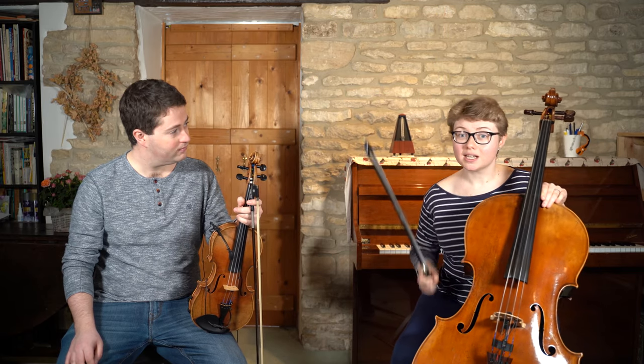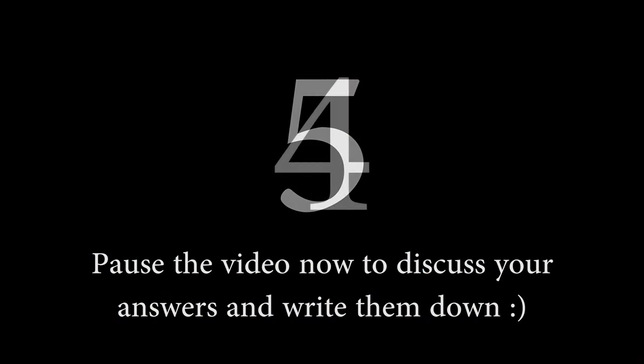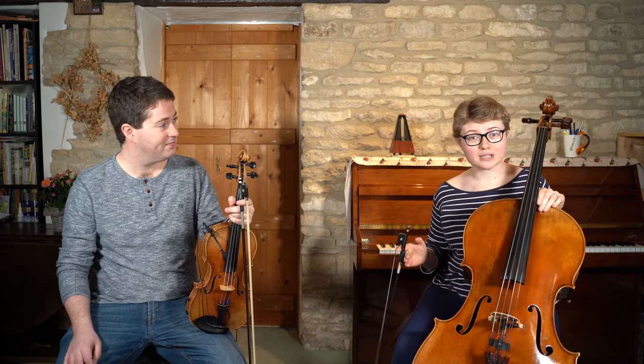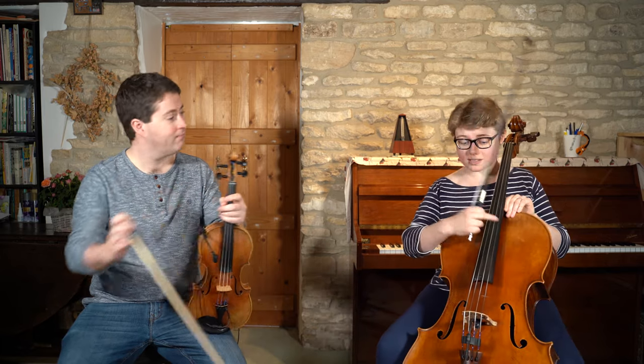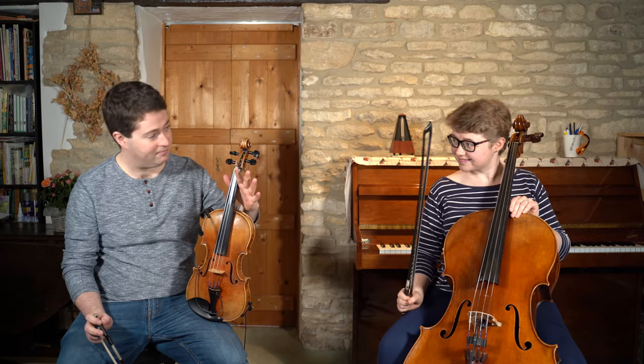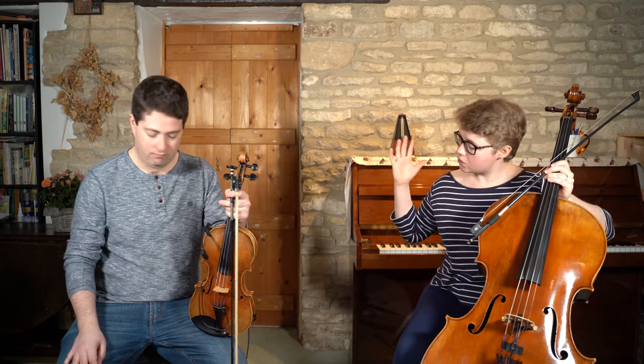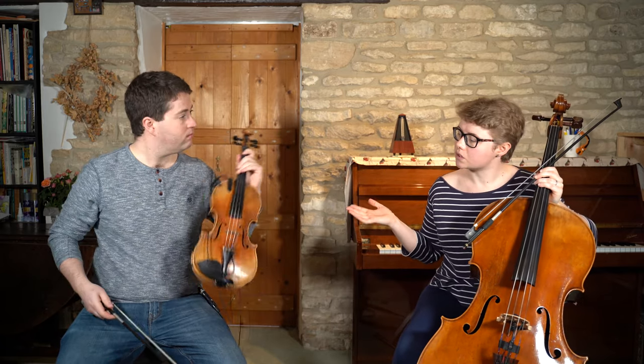The violin and cello are from the same family of musical instruments. Does anyone know the name of that family? So that family is called the strings family, and it's actually very easy to remember because we've got strings on our instruments. So the violin is at the higher end of the strings family. So Jaya, can you just demonstrate some high notes on the violin?